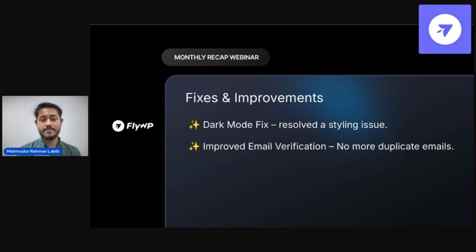Next, we have some minor improvements. Dark mode fixes have been applied to our styling issues, and also there will be no more duplicate emails. We have also improved the email verification method, so there will be one single email, as it should be, and there will be no duplicate emails in your accounts when you try to verify your account with FlyWP.